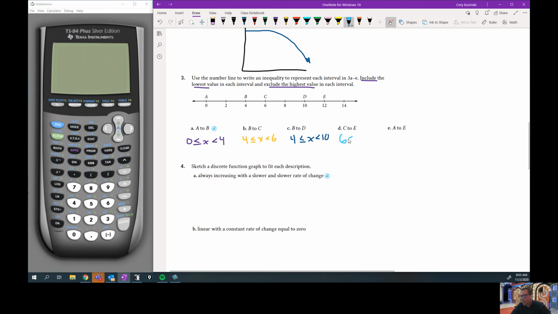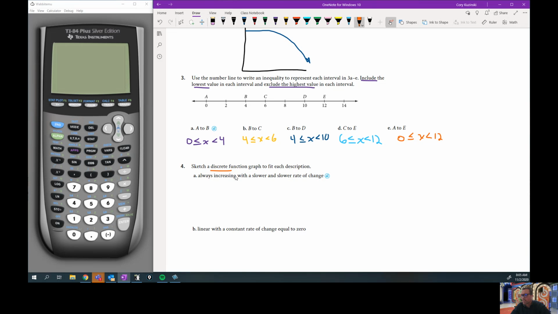So this is really pretty repetitive once you know how to do it. And A to E, 0 to 12, including 0, not including 12.